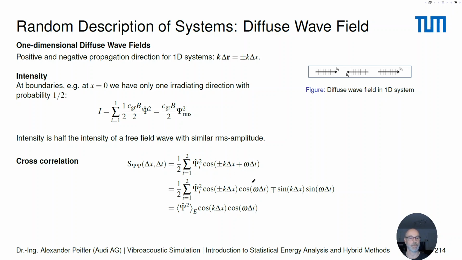Using some trigonometric considerations, we get the final result, which is given here. That means the cross correlation is a cosine function of k delta x and a cosine function of omega delta t, which is quite a regular value of what we are looking for.